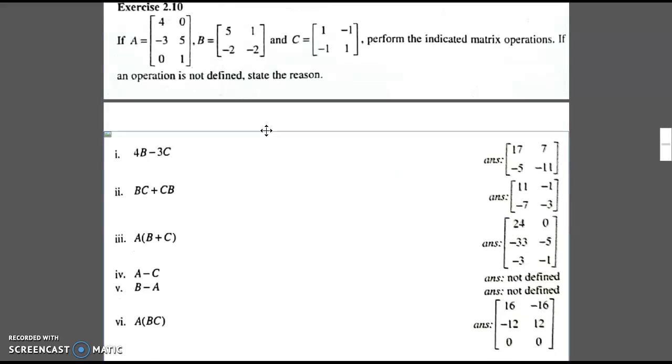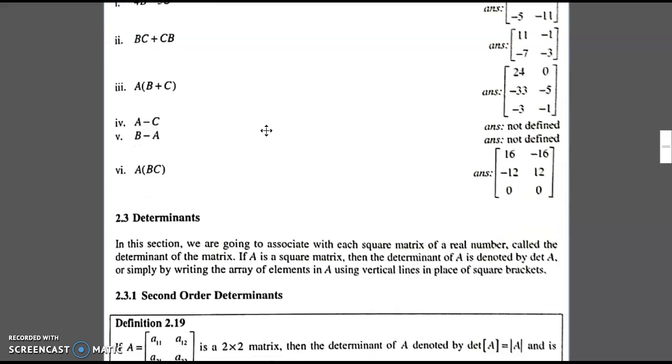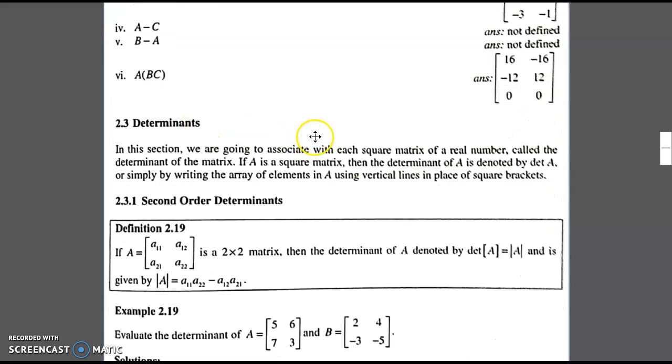So this is the exercise. You can try to do it later. The next part will be determinant. Okay, so thank you.